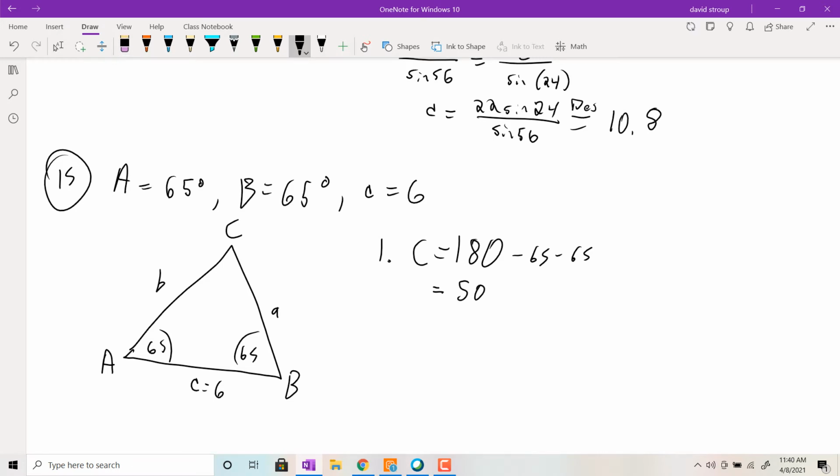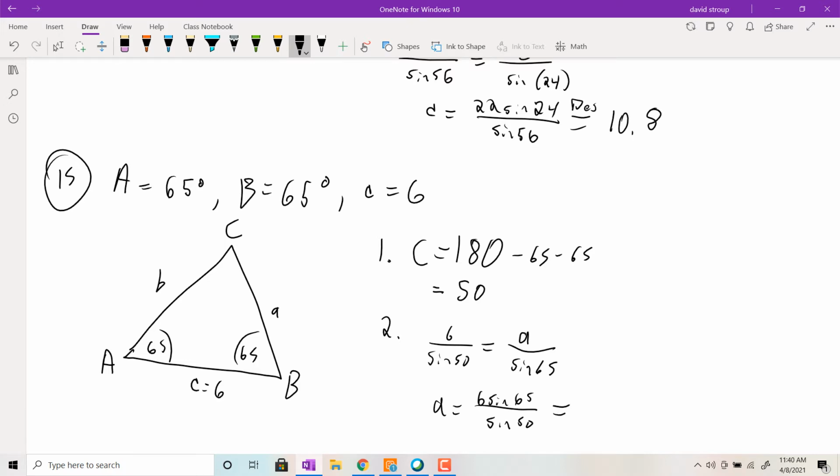Okay. And then you can use your law of sines to get the other ones, because you'll have C is 6 all over sine 50, and then we don't know one part of the other side. So in particular, we could do A first, A all over sine of 65, and then multiply both sides by sine of 65, and you get A is 6 sine of 65 all over sine of 50.